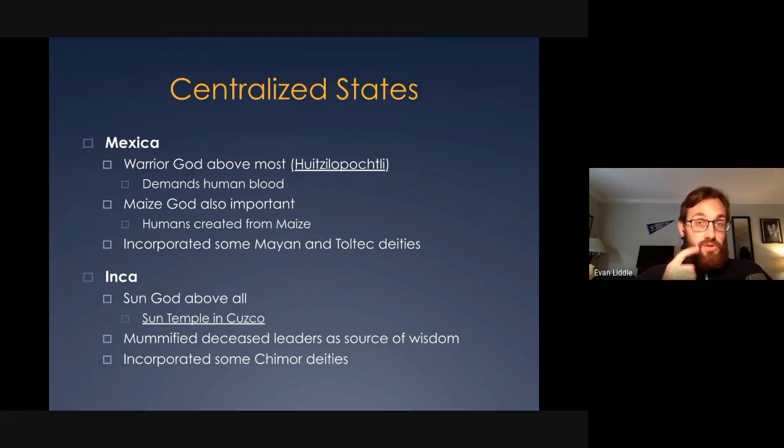And so war and corn, being two of the most important parts of Mexica society, were some of the most prized deities to worship. The Inca also had a sun god that was above all, and this is emphasized by the beautiful sun temple that was constructed in Cusco. My apologies, Cusco, the capital of the Incas.